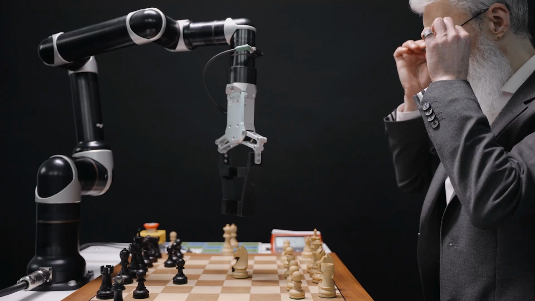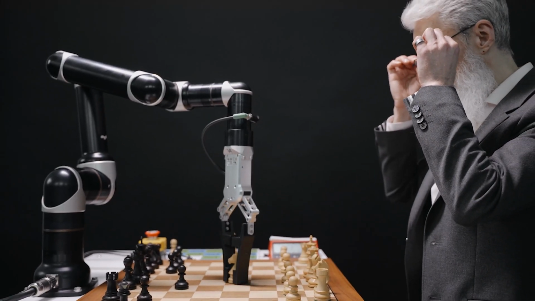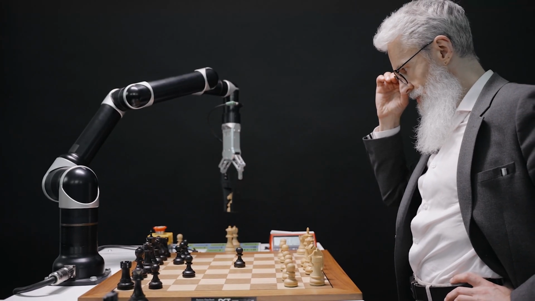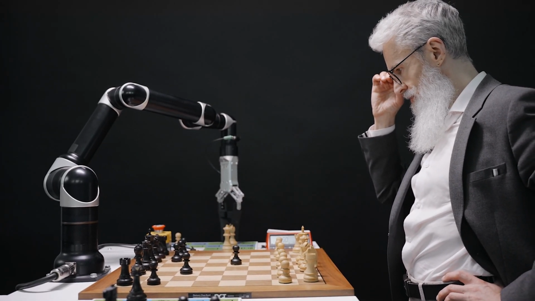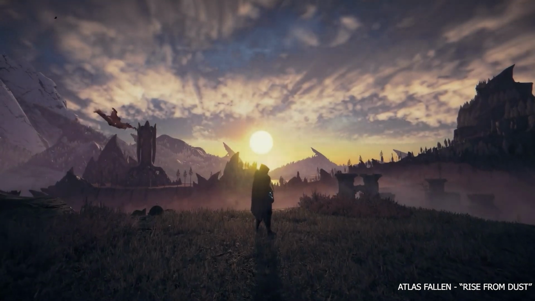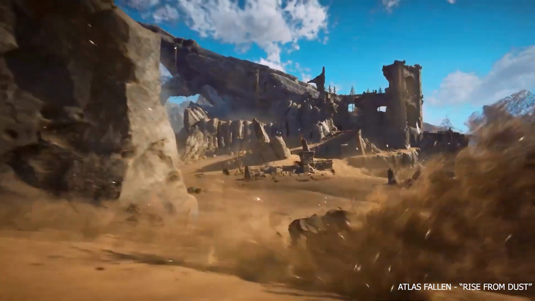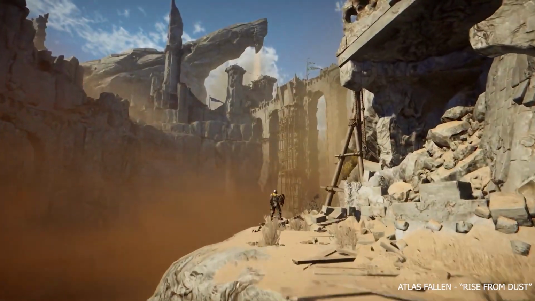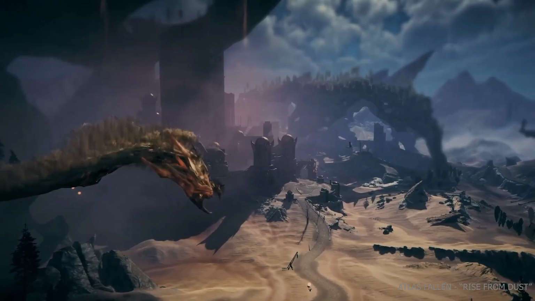For example, if you are creating an AI opponent in a chess game, you need to understand how to use probability theory to predict the player's moves and plan the AI's response. Similarly, if you are creating an AI companion in a role-playing game, you need to understand how to use decision theory to make the AI's choices more interesting and engaging for the player.